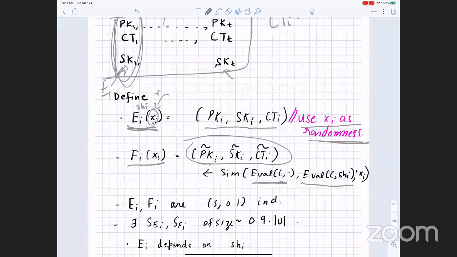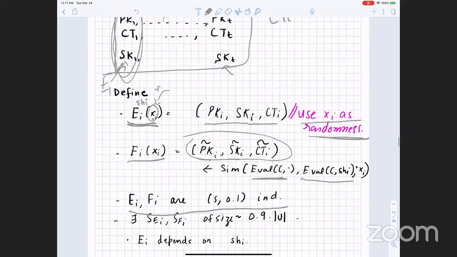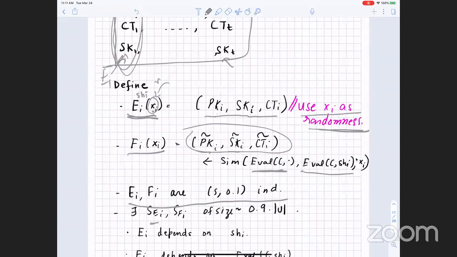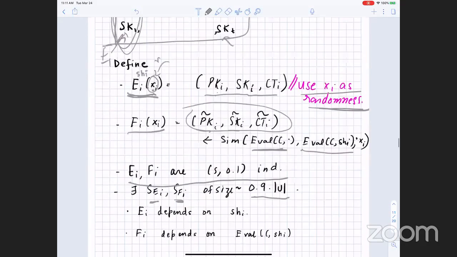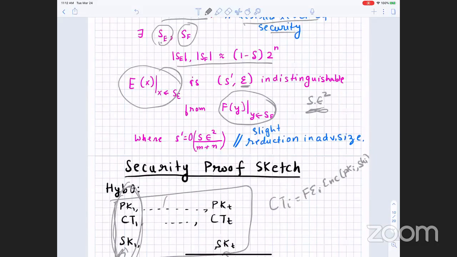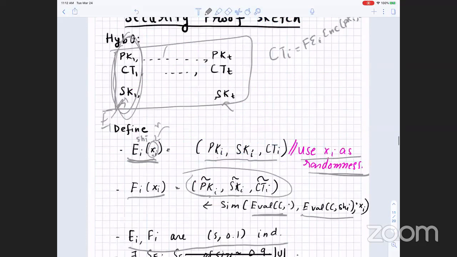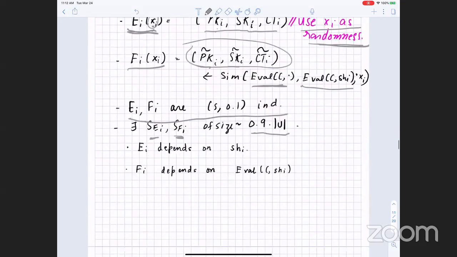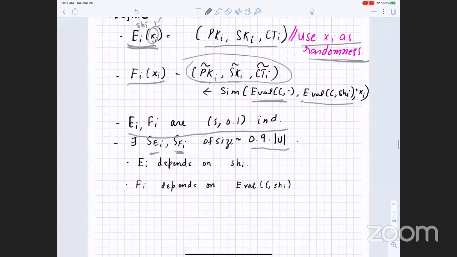Now observe that due to FE security, Ei and Fi are 0.1 indistinguishable. That's the security of FE. That means there must exist two hardcore sets SEi, SFi of big enough size, satisfying the premise of the claim of the theorem. I also want to point out that Ei actually depends on the share i. Fi, however, does not depend on the share i, but it depends on eval applied on that share.